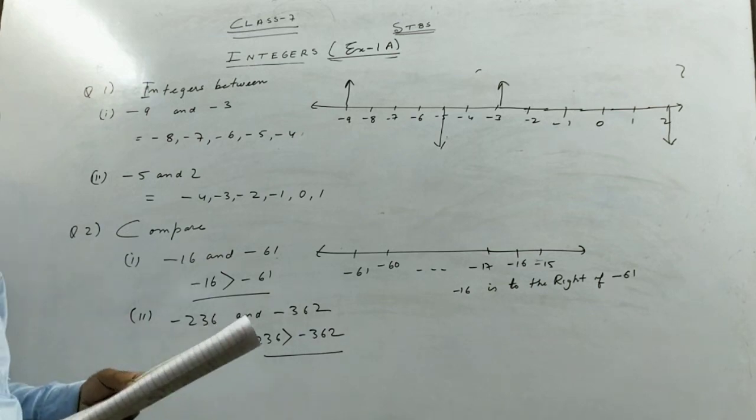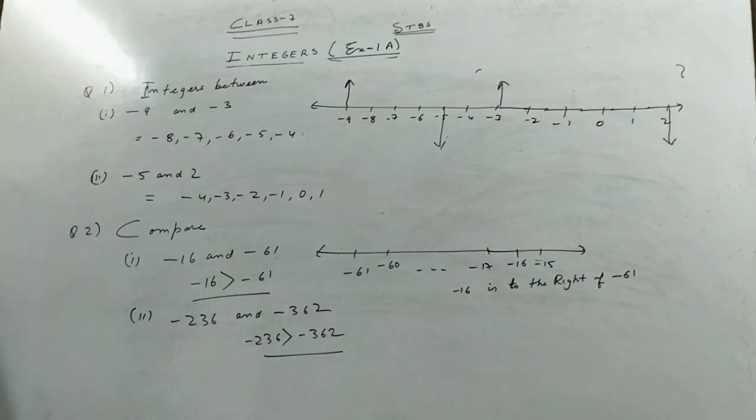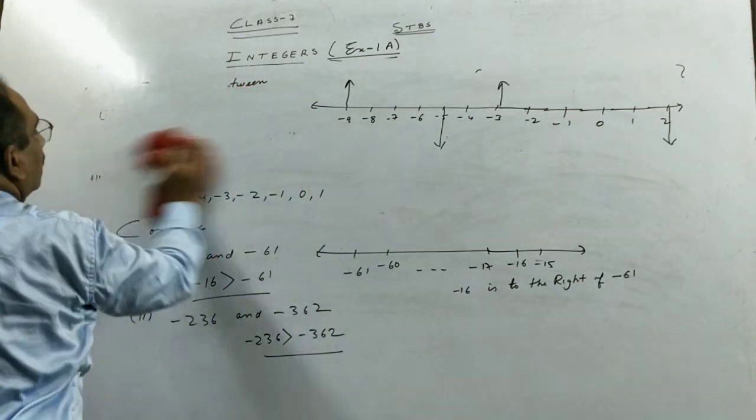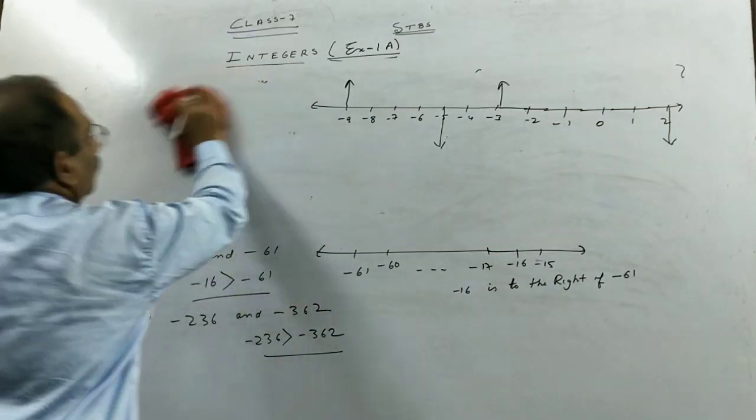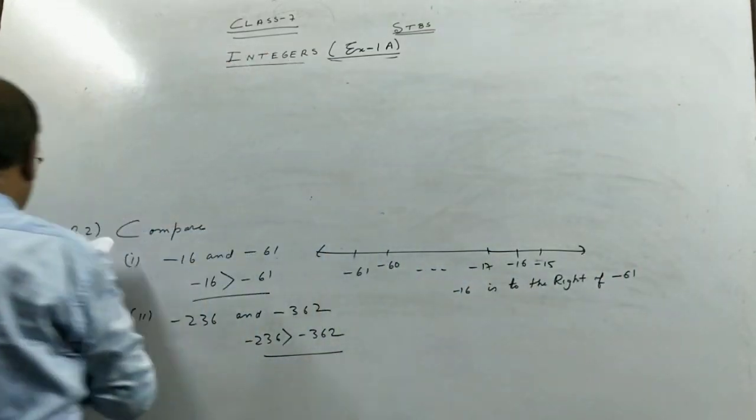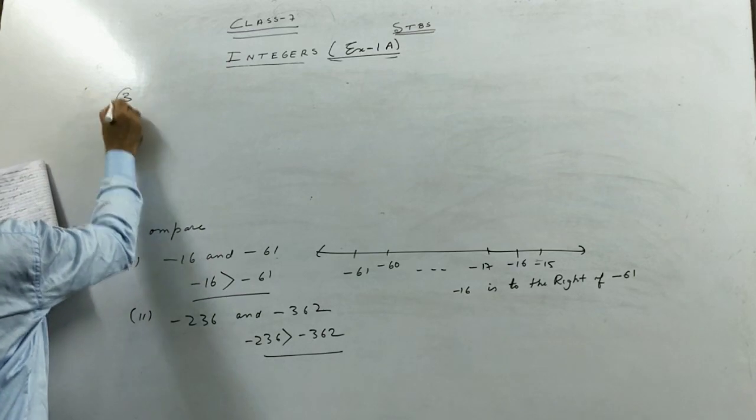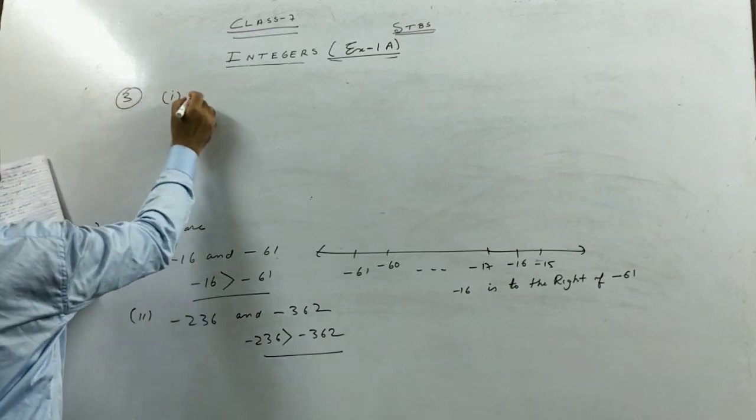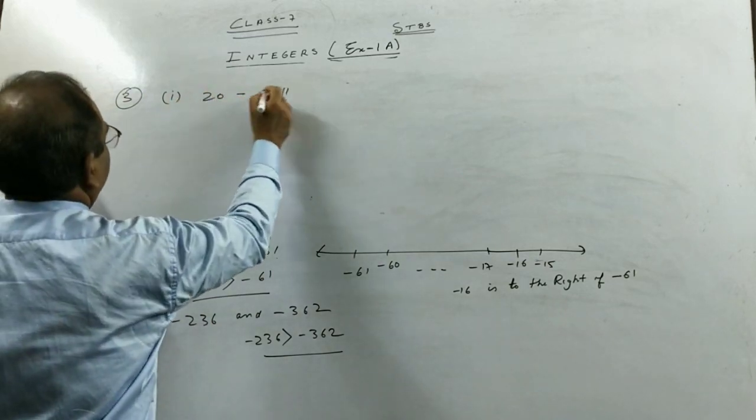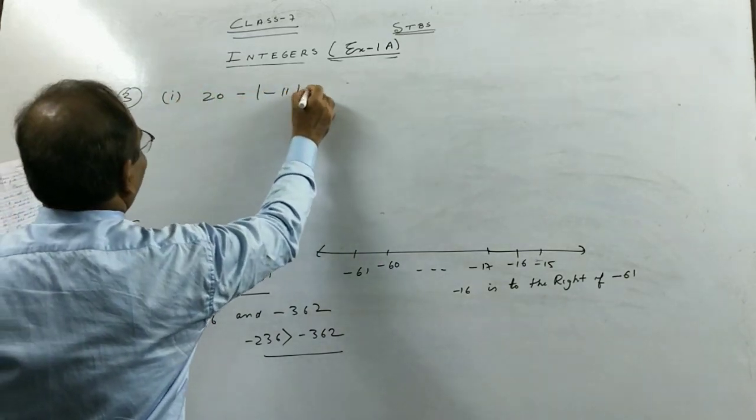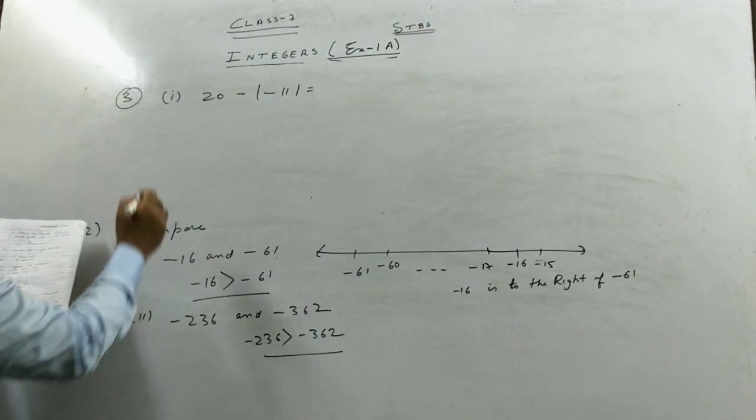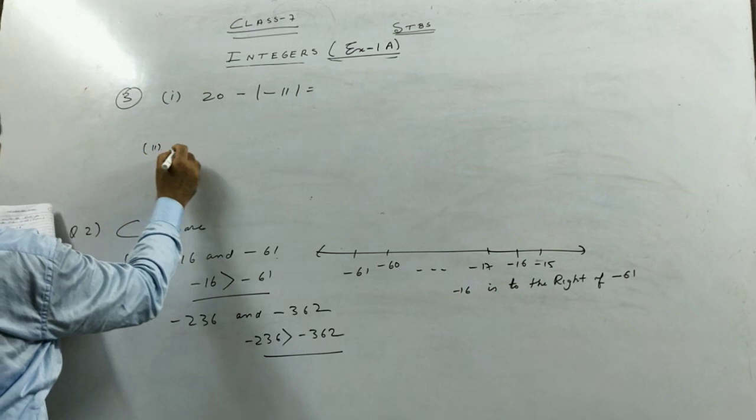So right side numbers are greater, as I told you. Okay, next we have question number 3, where we'll do a few more sums. We have modulus sums, like 20 minus mod minus 11. Let me copy all the questions.